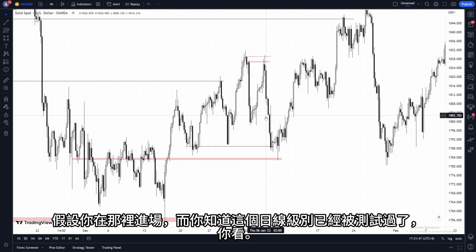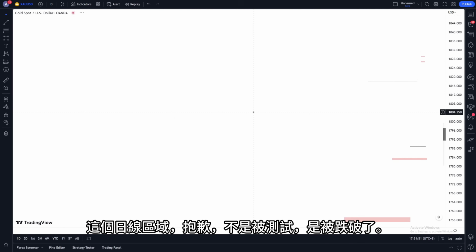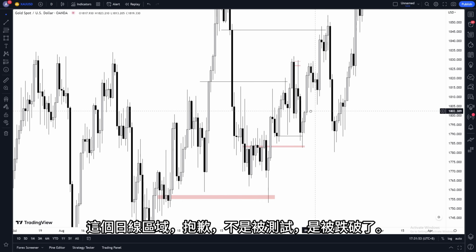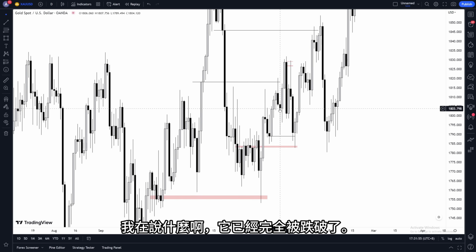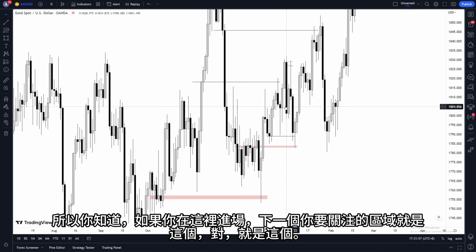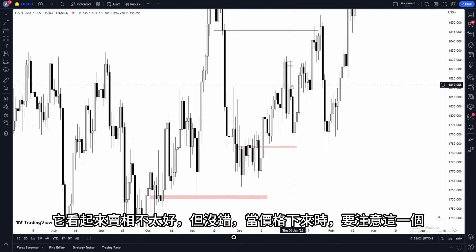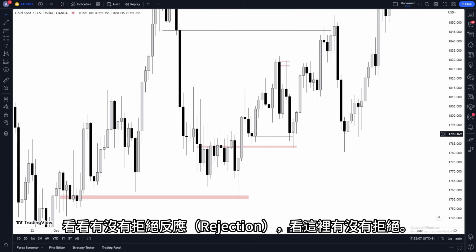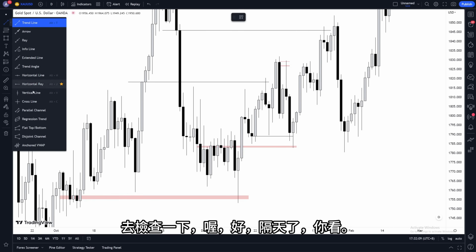So let's say you enter there, and you know this daily has already been tested. You see, this daily right here, it's not been tested, it's been broken. What am I saying? It's been completely broken. So you know, if you enter in over here, the next area you want to pay attention to would be this, right? Would be this. It doesn't look very good, but yes, over this price comes in down, you pay attention to this one, see if there's a rejection. So you see there's a rejection here, so you go and check that out.